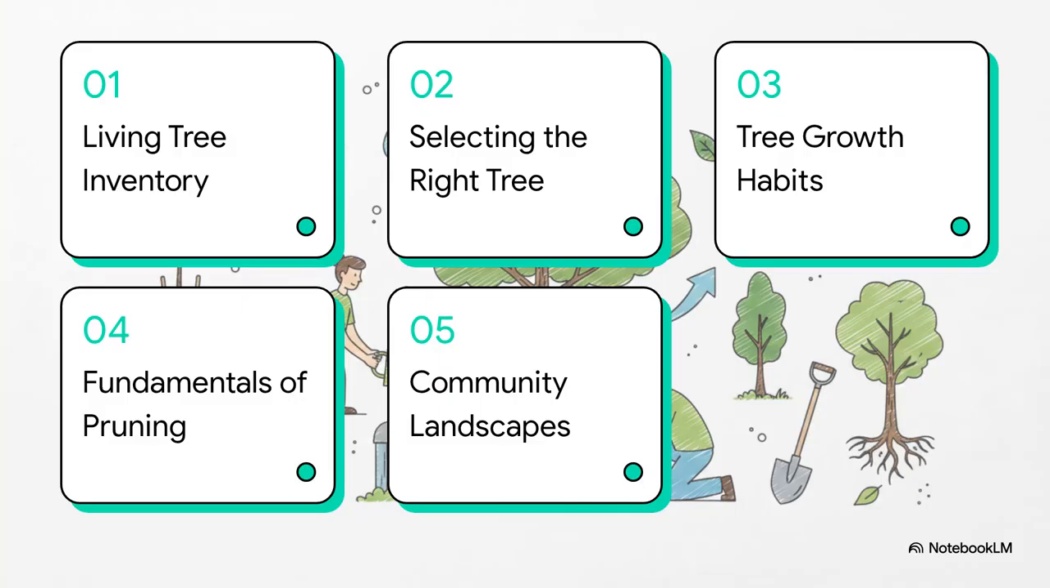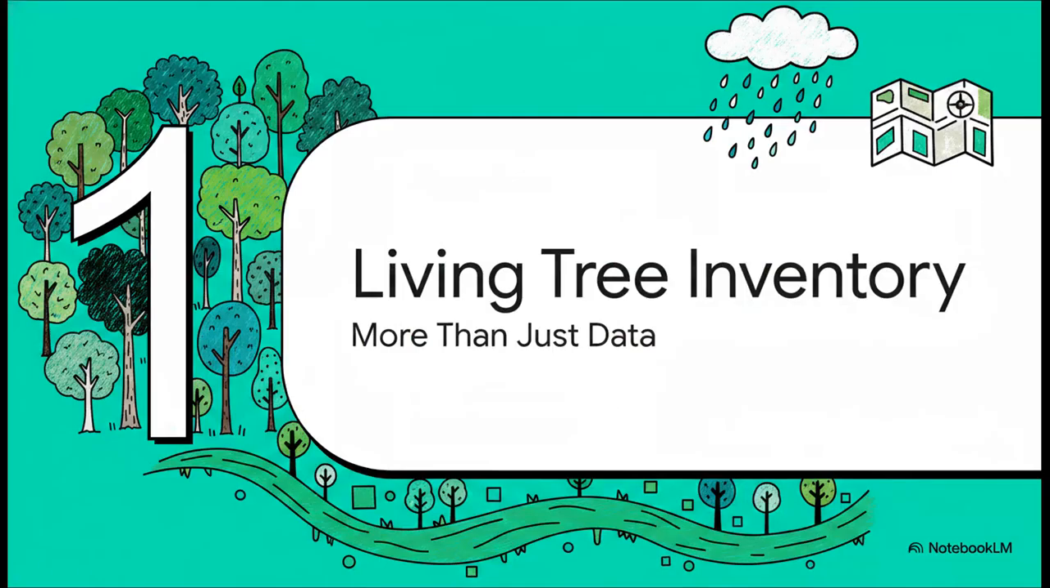We're going to cover the living tree inventory, selecting the right tree, understanding tree growth habits, the fundamentals of pruning, and finally, cultivating community landscapes. Starting off with Section 1, the living tree inventory, which is about way more than just data. Let's look at the macro level and see how communities actually document their living landscapes over time.